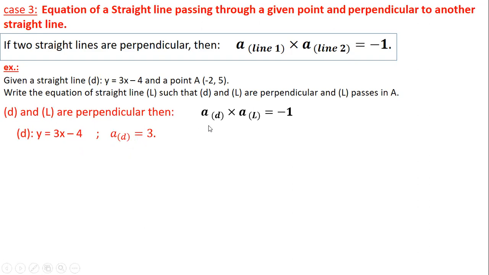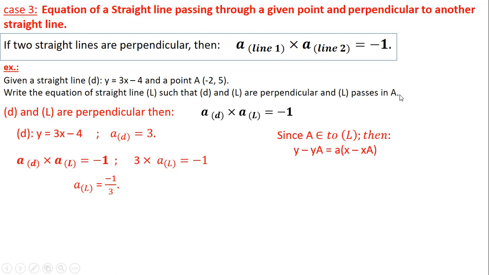Now let's multiply the slope of D times the slope of L is equal to -1. I replace the slope of D by 3. I will determine the slope of L. So the slope of L is equal to -1 over 3. If I take the 3 to the other side, it becomes over 3. So this is the slope. Now I know that L passes in A. Then I say A belongs to L.